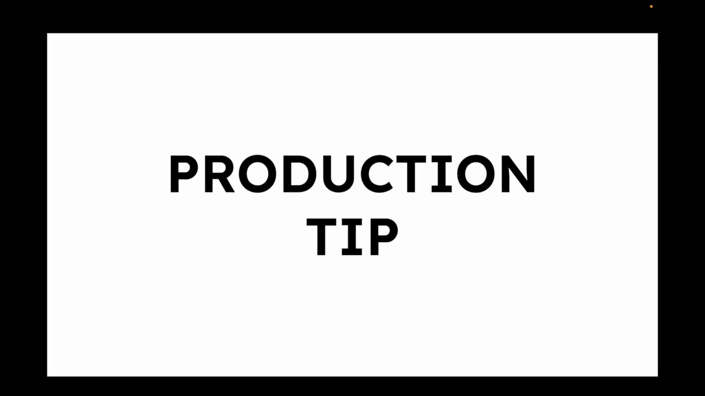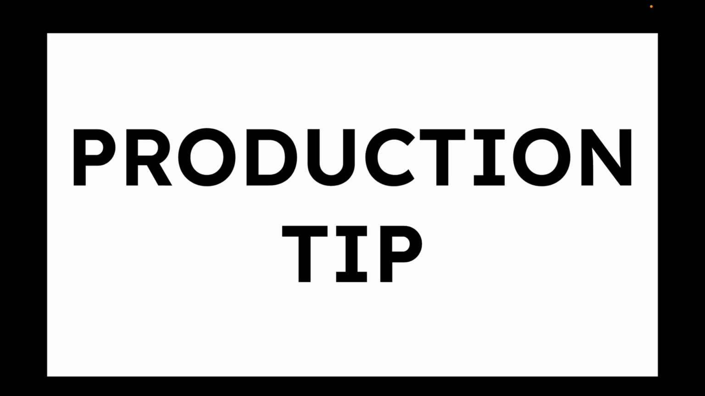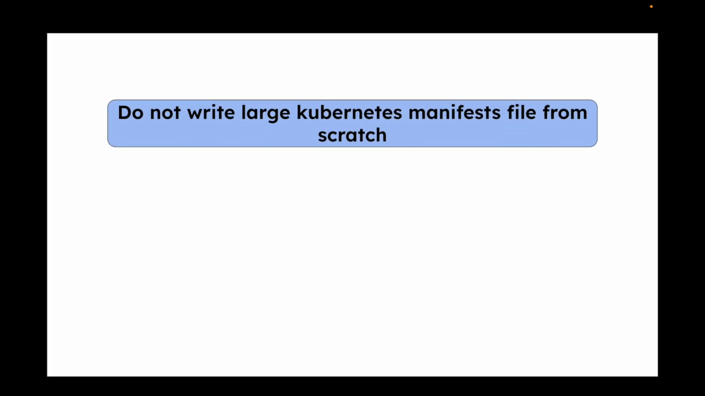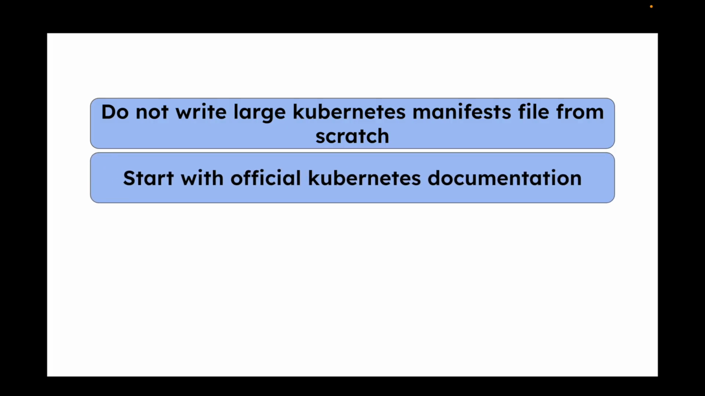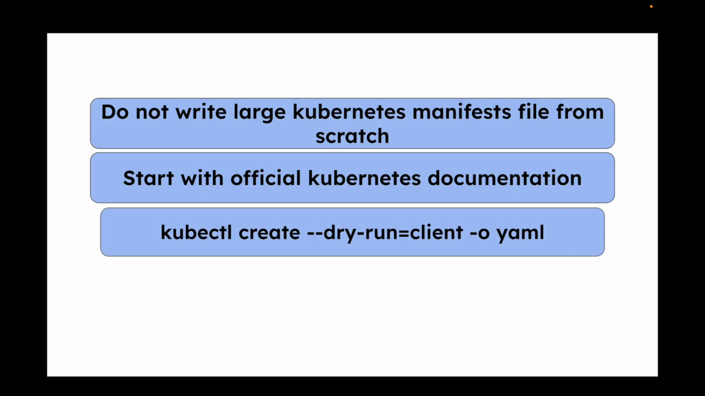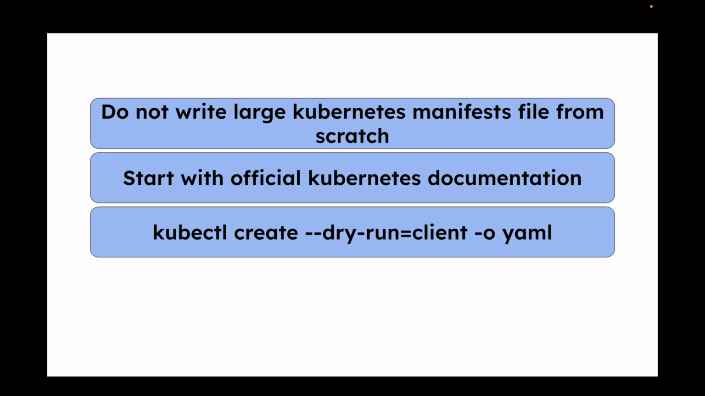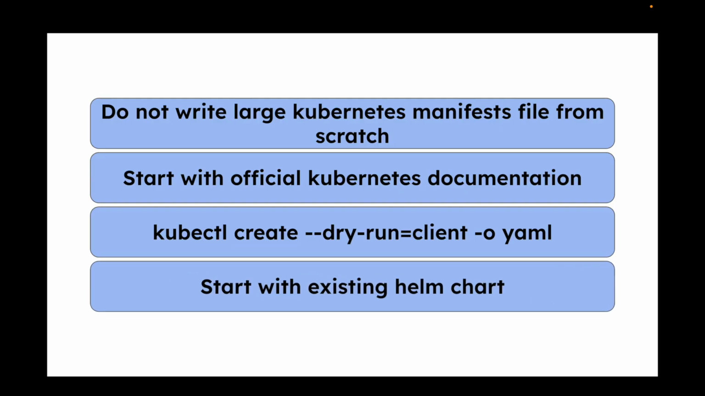Now, one final production tip. In real world projects, engineers rarely write Kubernetes manifests from scratch. Instead, they usually start with the official Kubernetes documentation, or you can use this command, kubectl create --dry-run=client -o yaml, or an existing Helm chart, and then you can customize it for your application.